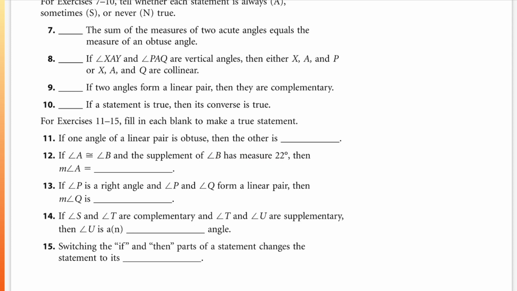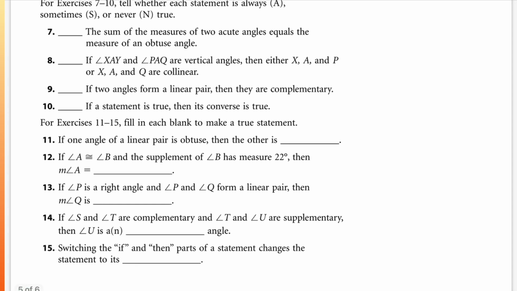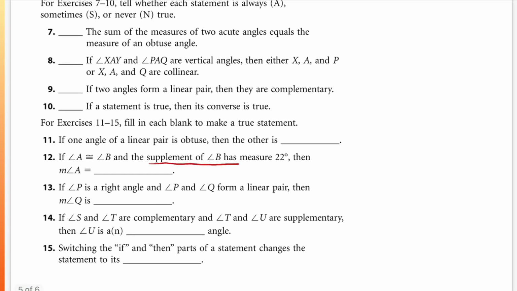The supplement of B has a measure of 22, so that means angle B has to equal 180 minus 22 because they're supplementary. 22 is supplementary to angle B, so that's how you find angle B. So what's 180 take away 22? Angle B has to be 158. And since B is congruent to A, that means A is also 158 degrees.